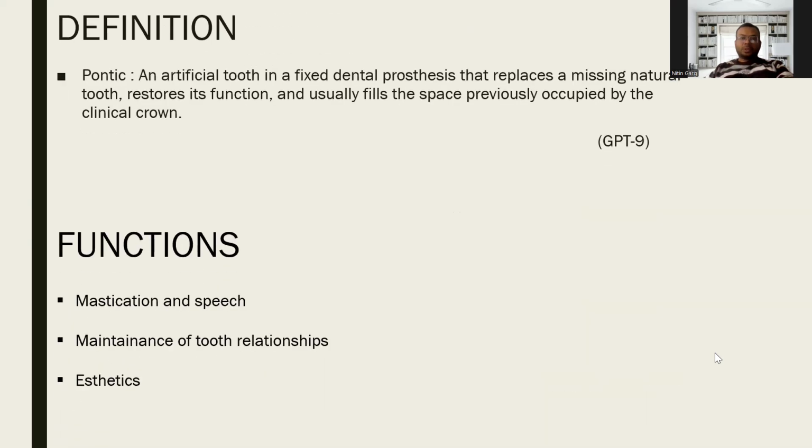So, coming on to the term Pontic, it is an artificial tooth in a fixed dental prosthesis that replaces a missing natural tooth, restores its function, and usually fills the space that was previously occupied by the clinical crown. This is the GPT-9 definition of a Pontic, and it serves a function that aids in mastication, speech, maintenance of relationships, as well as aesthetics for the patient.